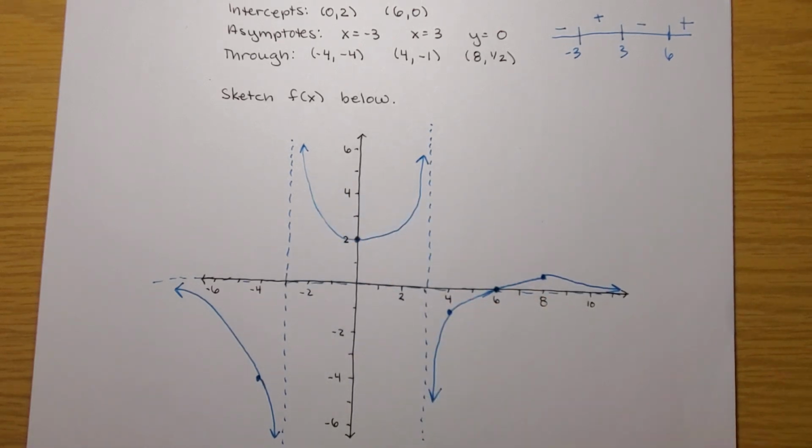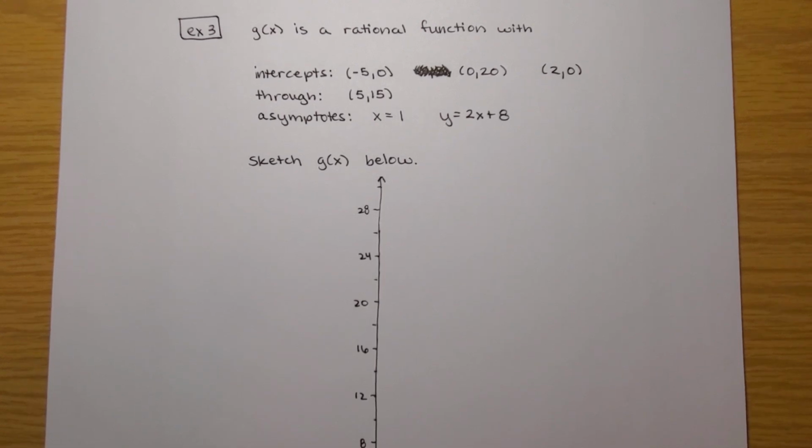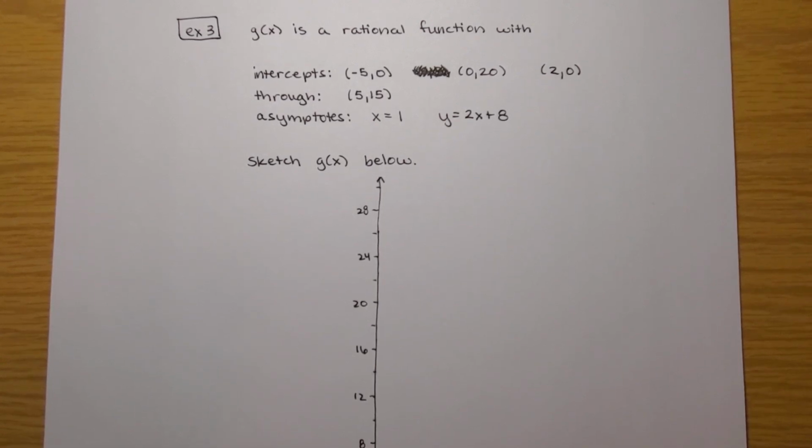All right, let's do one more example of a rational function that does not have this middle piece. In other words, it's only going to have one vertical asymptote, which can also make things a little bit tricky to sketch. Okay, so this one we have g of x as a rational function. We have 3 intercepts. We know a point that it runs through, and we have the 2 asymptotes.